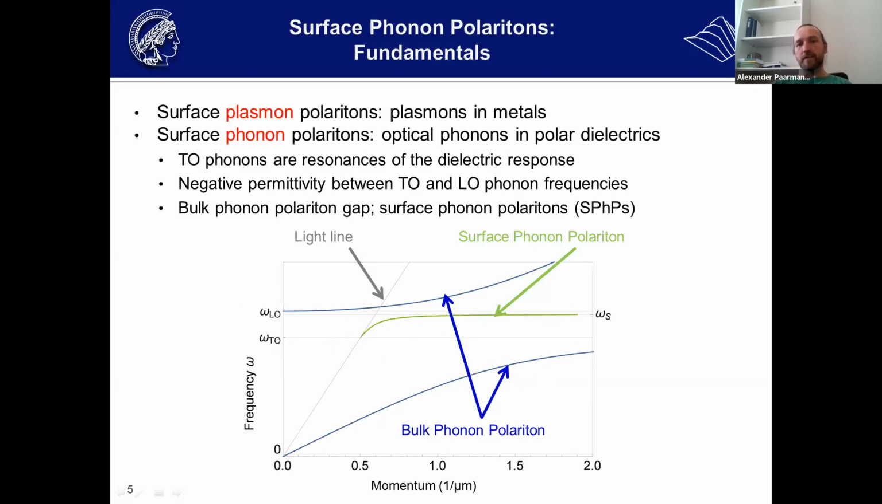In particular, what we're interested in is that they live, so the light line is the maximum momentum of light in free space, and you see that this surface polariton dispersion lives on the right-hand side. So the momenta are always larger than in free space, which gives you large momentum states. And these large momenta are what allows you to confine to sub-wavelength dimensions. But because these modes live on the right-hand side of the light line, they're always evanescent.